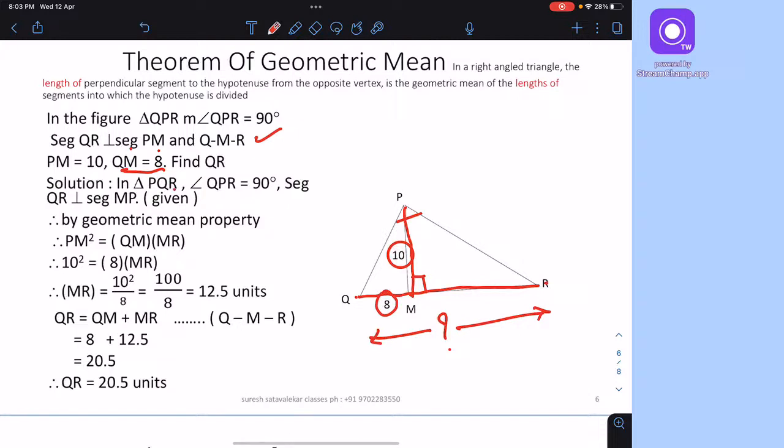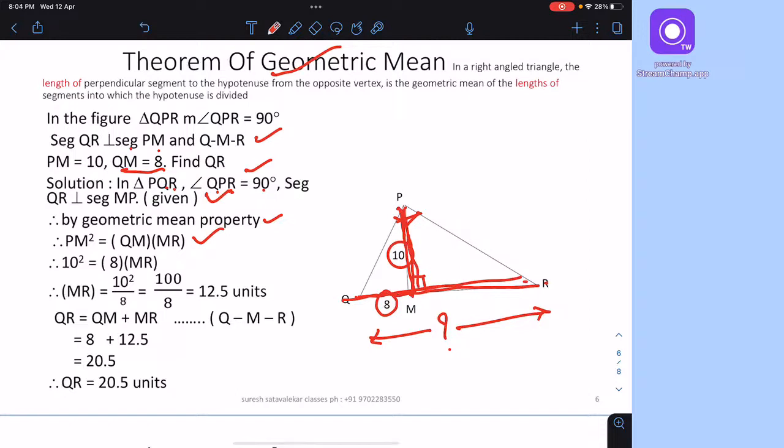Solution. In triangle PQR, measure angle QPR is 90. We are going to use geometric mean property. So for geometric mean property, we require a right angle triangle. So first we start with, in triangle QPR, angle QPR is 90. Seg QR and seg PM are perpendicular to each other, given. And therefore by geometric mean property, PM square is equal to QM into MR.